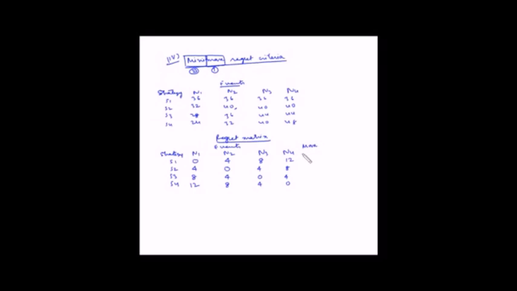Now as indicated earlier, first you have to find the maximum of the regrets. So max regrets. So for S1, maximum is 12. For S2, it is 8. For S3, it is 8. And for S4, it is 12.